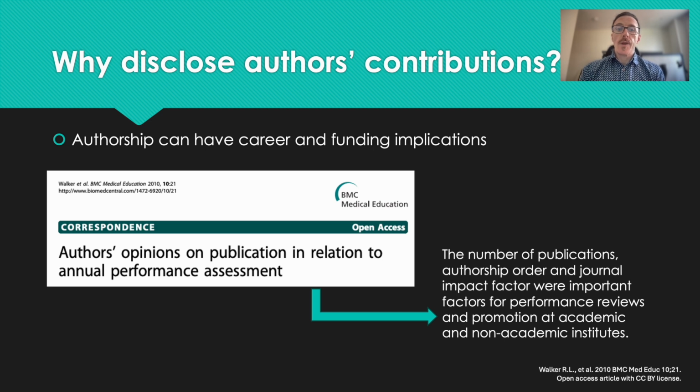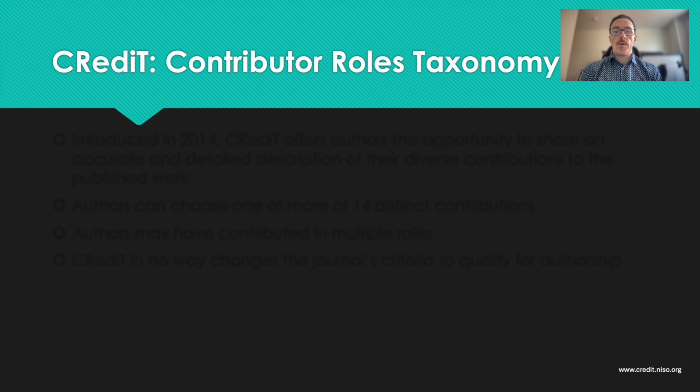So, in 2010, for example, a survey of medical researchers found that the number of publications, authorship order, and journal impact factor were all important factors for performance reviews and promotion at both academic and non academic institutions. The number of authors was not identified as an important criterion, but these factors may be contributing to the increase in the number of authors we're seeing per publication.